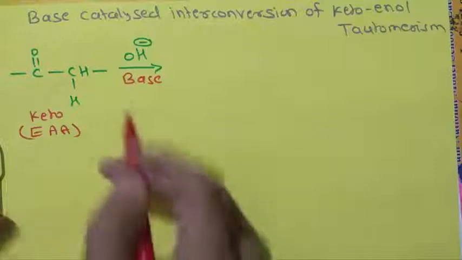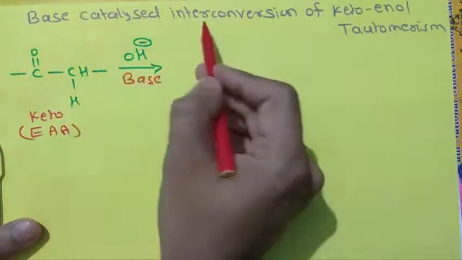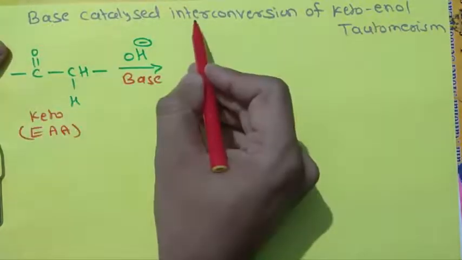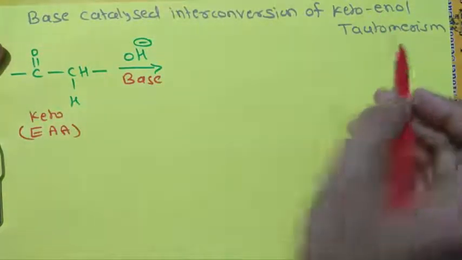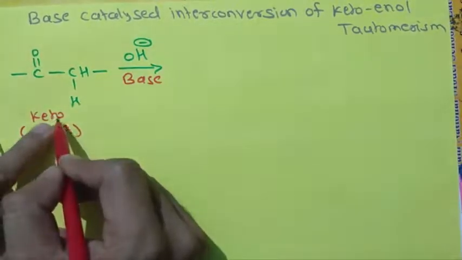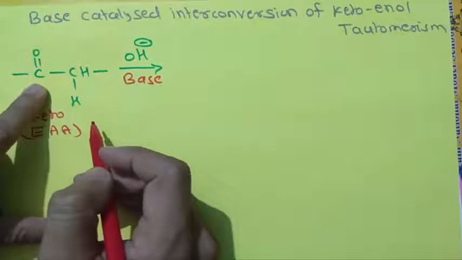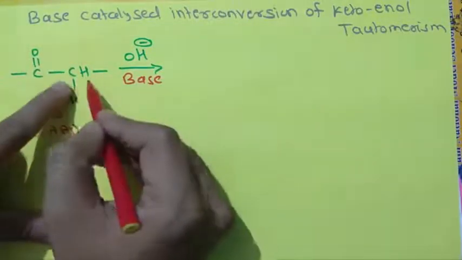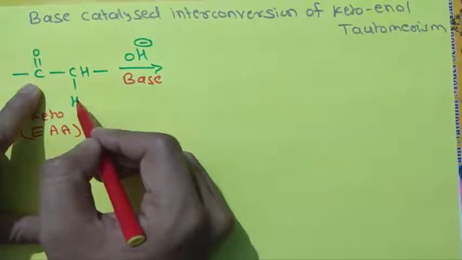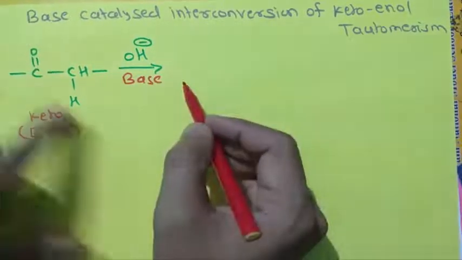Here we can take the base catalyzed interconversion of keto-enol tautomerism. Here we can take ethyl acetate, that is the keto form of ethyl acetate. We can take only this moiety also, that is the active methylene group and the carbonyl group. These active methylene and carbonyl groups react with the base.